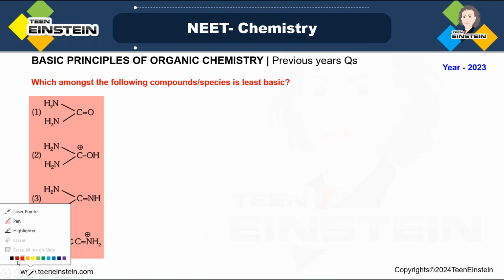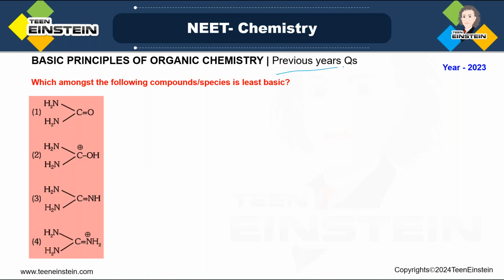Hello everyone. So in this video we will discuss previous year's questions from NEET exam, and that is from the chapter Basic Principles of Organic Chemistry. So here we have the first question: which among the following compounds or species is least basic?